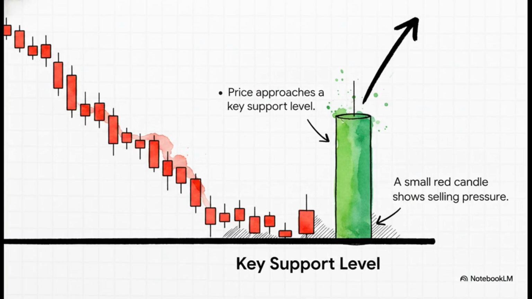And here is the absolute perfect scenario for this pattern. Just imagine the price is falling, right? And it's coming down to a key support level. Think of that as a price floor where the market has struggled to break through before. You see a little weak red candle form, and then bam, a massive green candle just engulfs it. That is a powerful signal that buyers showed up in a big way to defend that level.